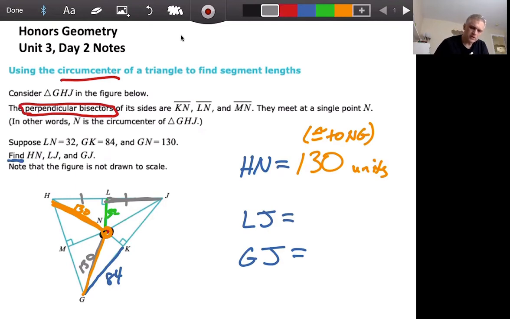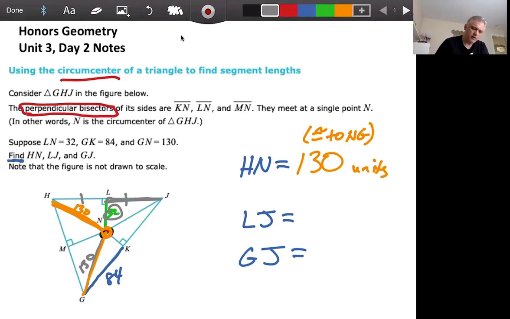Well, look at this triangle right here. See that triangle? You've got a right triangle. How do I know it's a right triangle? Because perpendicular bisector. And you have two of the three sides of that triangle. So I have a right triangle with two out of the three sides. I can use the Pythagorean theorem to find the third side.